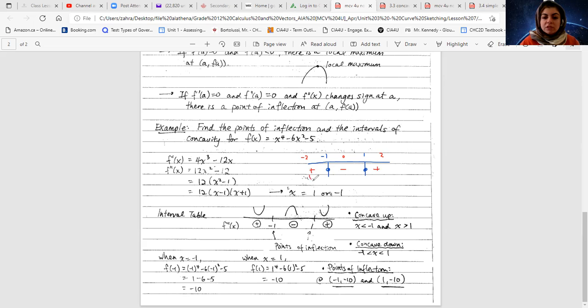So here is concave up. This one is concave down because this is negative. And then here is concave up. So you see this is the concavity. The second derivative shows you the concavity. So yeah, that's it.